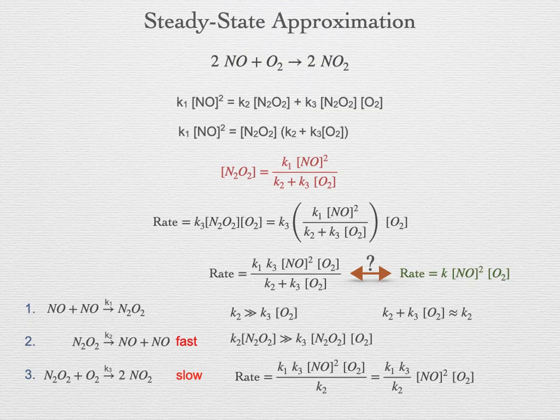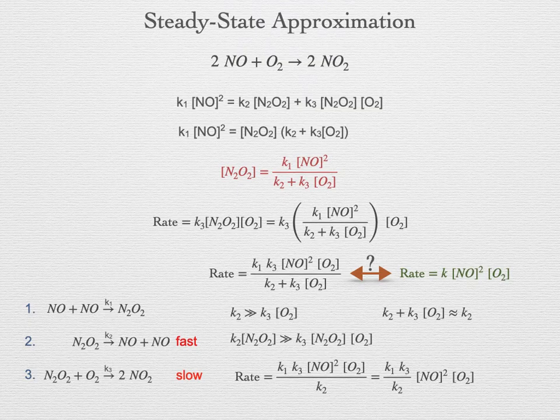The difference is that we did not need to know beforehand that step 3 was the slow step. Instead, by invoking the very reasonable steady-state approximation, we found that step 3 must be the slow step in order to agree with the experimentally observed rate.